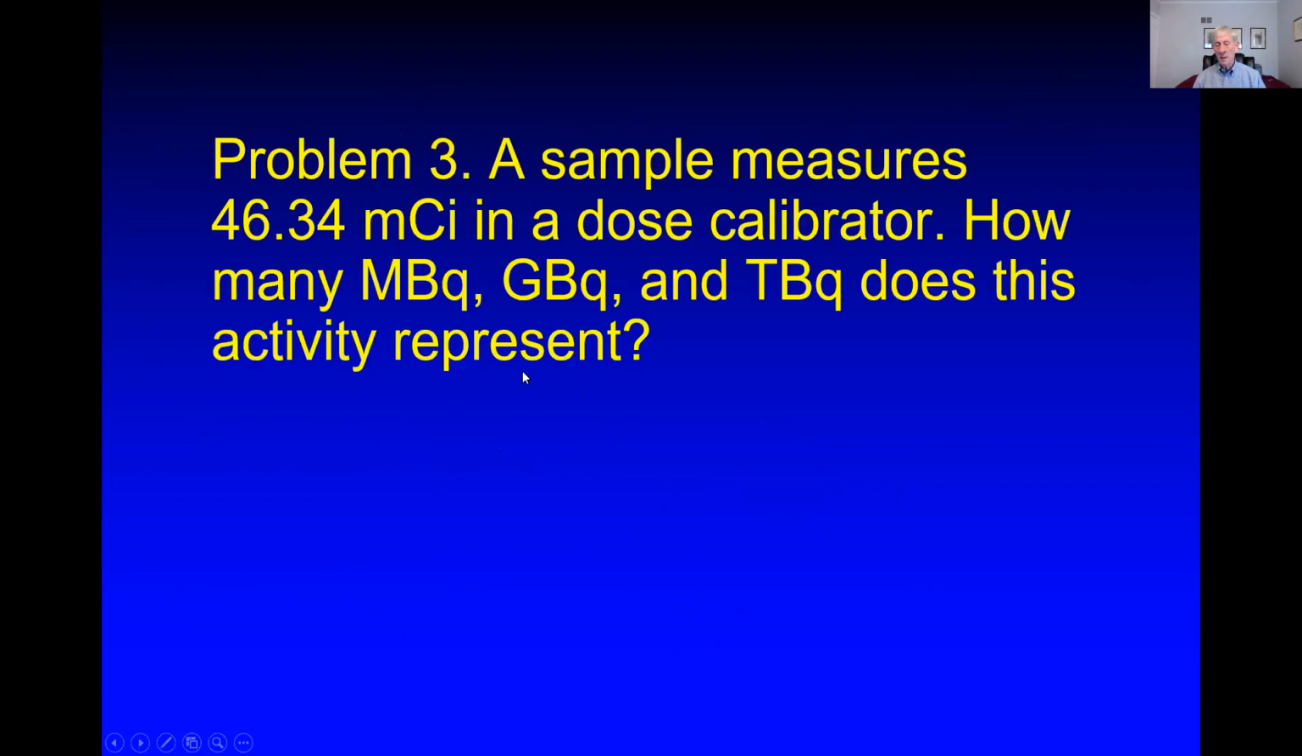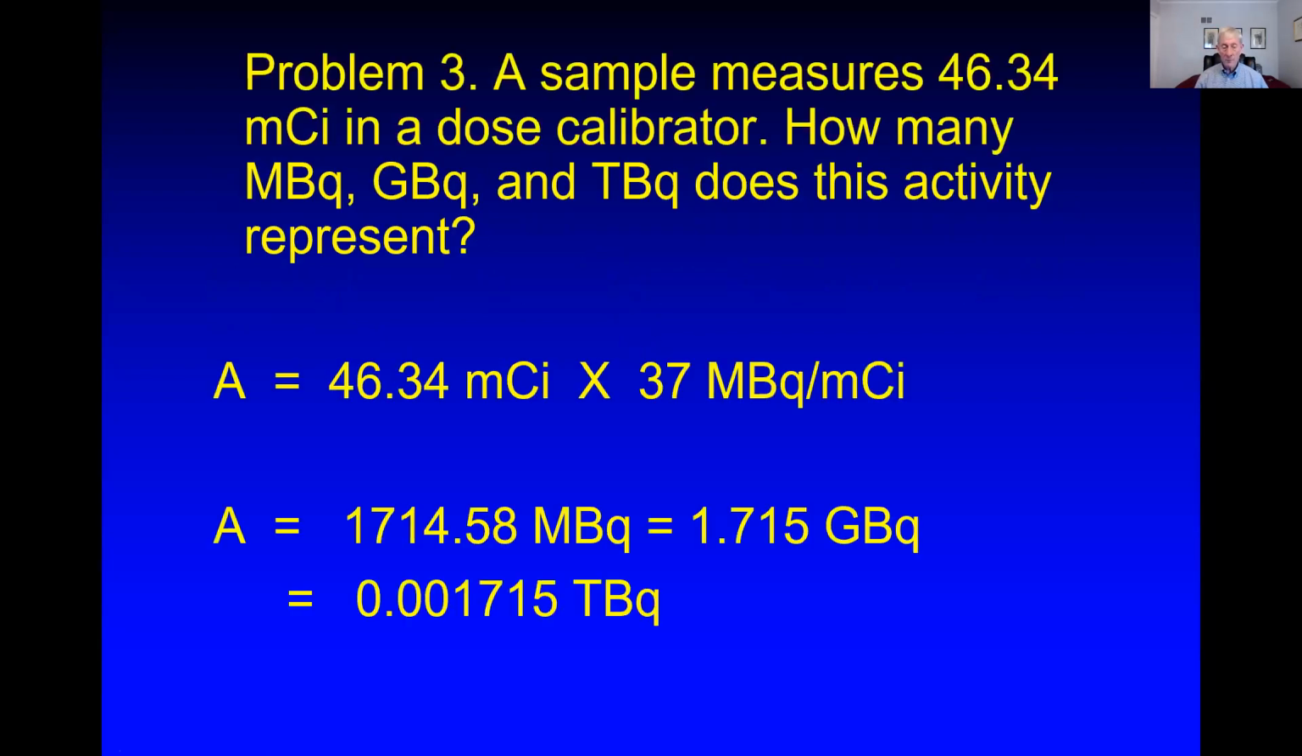Let's take a look at this one. This is also, if you know the conversion factor, something that won't take you even 5 seconds to work with a calculator. We have a sample, 46.34 millicuries in a dose calibrator. How many megabecquerels and gigabecquerels and terabecquerels? So what's our conversion factor? Remember that 1 millicurie is 37 megabecquerels. So let's take a look at the math. We have 46 millicuries times, by definition, 37 megabecquerels per millicurie. Millicuries cancel. So we have 1,700 megabecquerels.